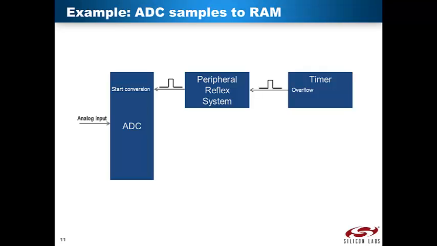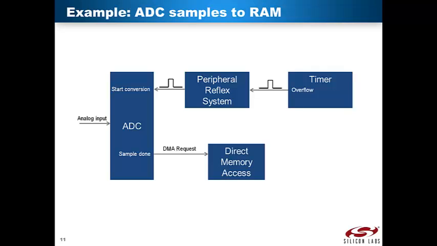The A to D converter is configured to perform one sample of a single channel when triggered by PRS. PRS can also trigger a scan mode conversion. In scan mode, a pre-configured set of channels are sampled. This example also shows that the DMA can be used to store the sample data in memory.